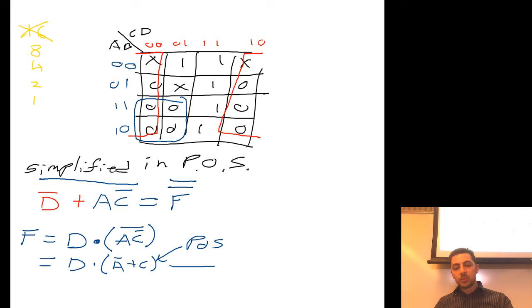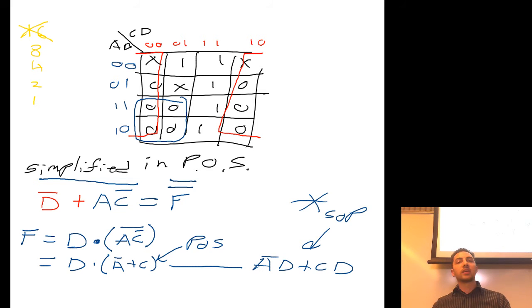Yes, it is possible that you could expand this out and get A bar D or CD, but this is a sum of product, which is not what we asked for. We wanted product of sum. So we're actually doing okay here.